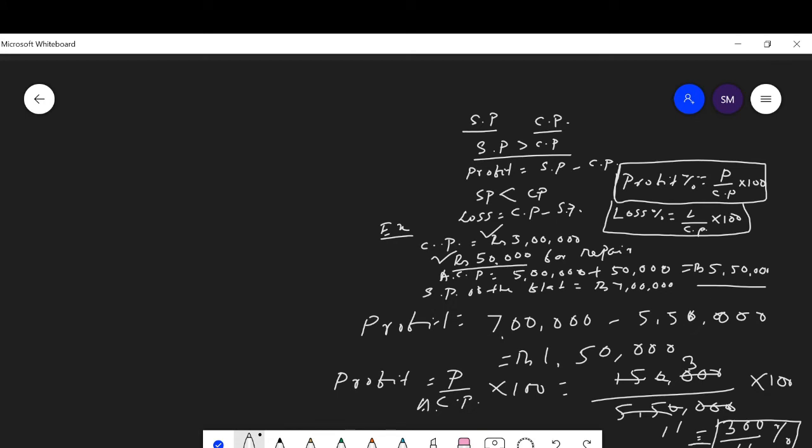Then solve another question. Here the question says a man buys 5 dozen eggs at rupees 36 per dozen. Then 5 dozen is purchased.